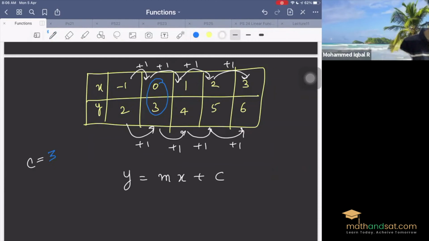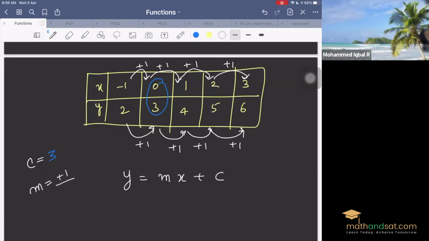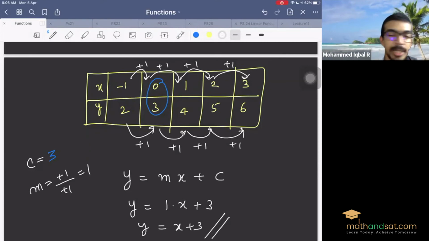Now, what is your M value? M value is nothing but change in Y by change in X. See, everywhere you see that when the change in X is plus 1, the change in Y is also plus 1. So it is plus 1 over plus 1, which is 1. So your Y value is nothing but 1 times X plus 3, which is X plus 3. In this case, you don't have to do all these calculations because it's very clear, very obvious. To get output, you just add 3 to the input. That is how the table is generated, right?